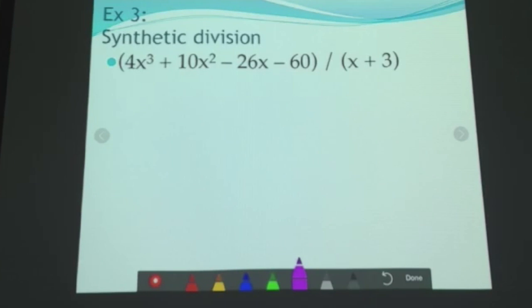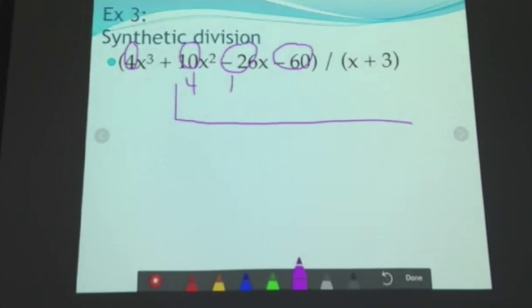Okay, so for synthetic division, you're going to love this method. What we do is we're going to do like an upside down division bar, and I'll show you why in just a minute. And now we get to pick out the coefficients. So coefficients are the numbers that are out in front. So I have a 4, a 10, a negative 26, and a negative 60. And those go right here. 4, 10, negative 26, negative 60. So far, I know this is kind of weird, it's just a new process for us.